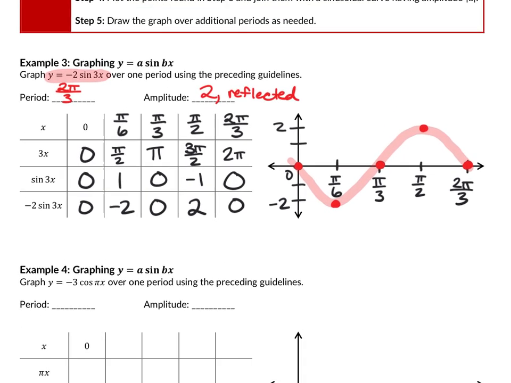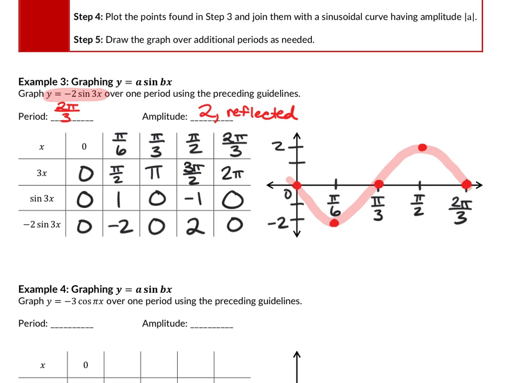How do I what? Say that again? B is the number inside the sine function. So B is always going to be, if it's sine of something x, whatever that something is, your B value. So not in front? Not in front. In front is A. Yeah, A is amplitude, it's in front. B affects your period, and it's inside.